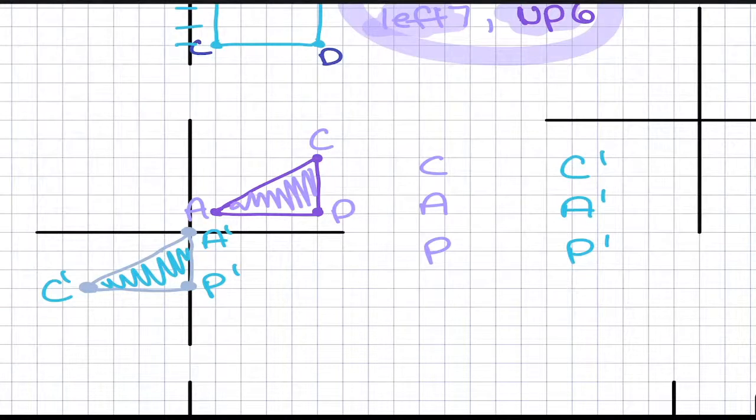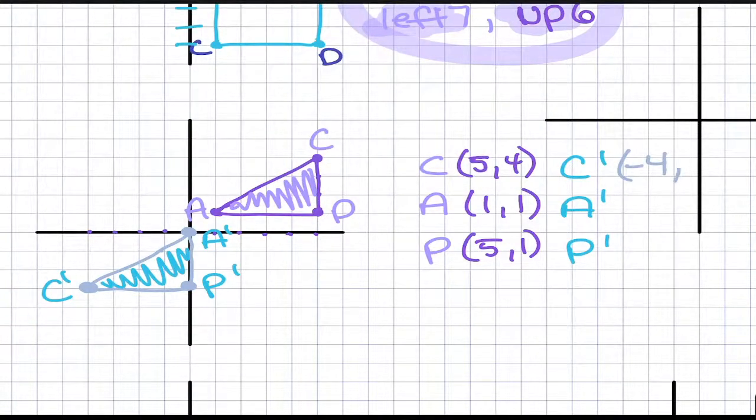For our first C, we're going to go over 1, 2, 3, 4, 5, and then we need to go up 1, 2, 3, 4. So this should be (5, 4). Then for our A, we should be at (1, 1), and our P, we should be at (5, 1). For our C prime, we should be 1, 2, 3, 4 to the left, so that's -4, and we should go down 1, 2, 3, so -3. Let's get this bad boy out the way.